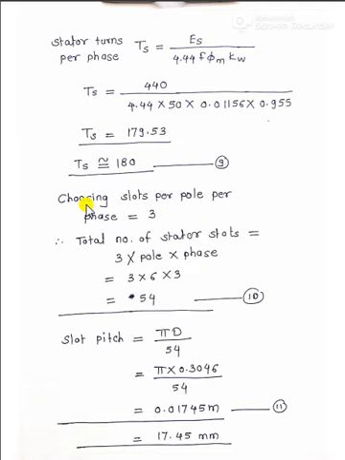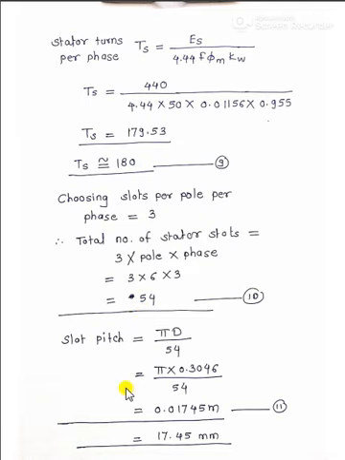Now next we choose slots per pole per phase equal to 3. So next we find the total number of stator slots, which is 3 into pole into phase, because this 3 is per pole per phase. So the total number of stator slots is 3 into poles into phases. Poles are 6, phases are 3. This calculation gives us 54. So the total number of stator slots is 54.